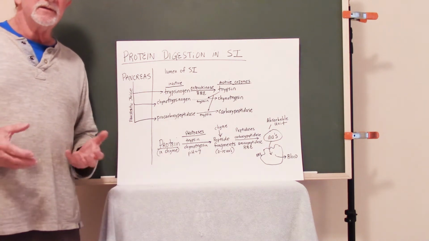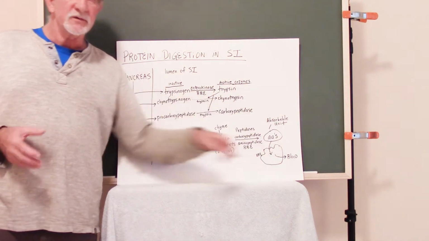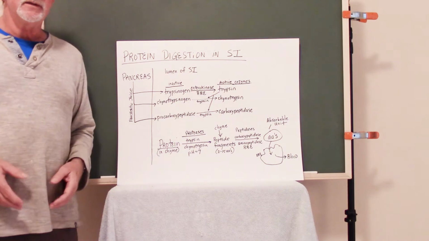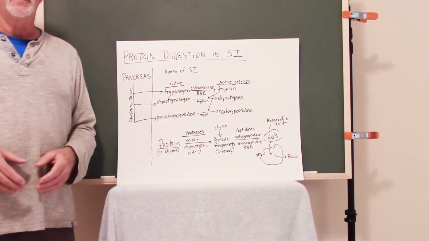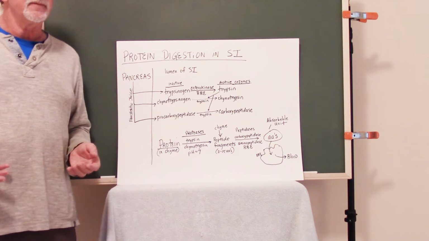The amino acids, as they form, then move through epithelial cells that line the small intestine and move into the blood, where they can be circulated to the cells of the body.